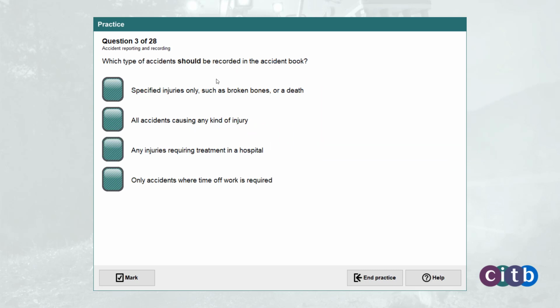Which type of accidents should be recorded in the accident book? Specified injuries only, such as broken bones or a death. All accidents causing any kind of injury. Any injuries requiring treatment in a hospital. Only accidents where time off work is required.